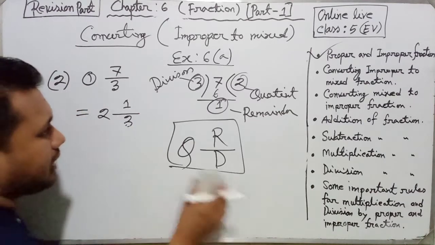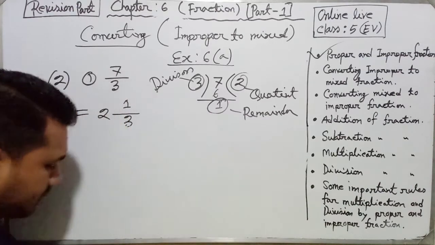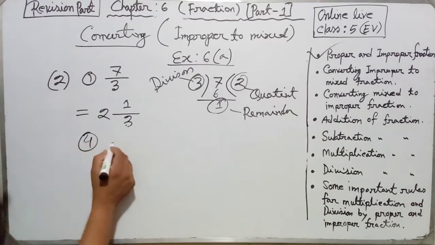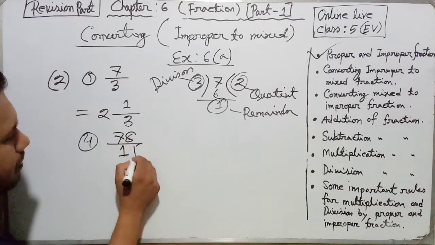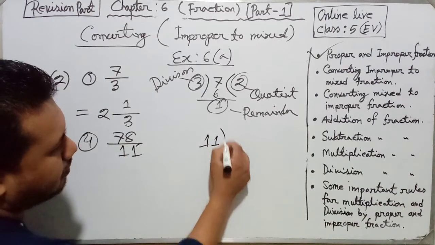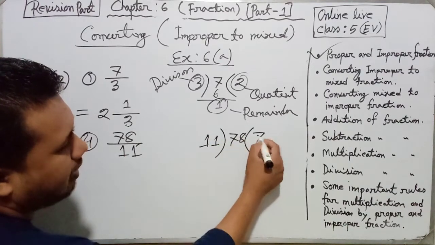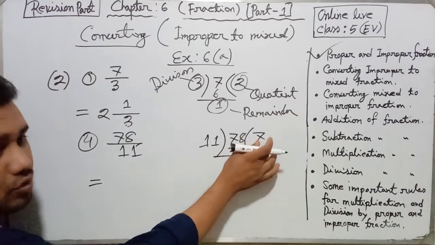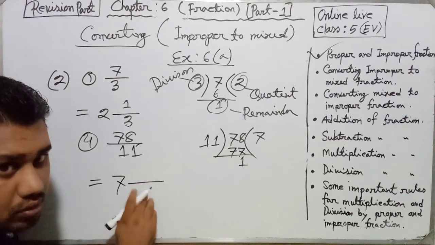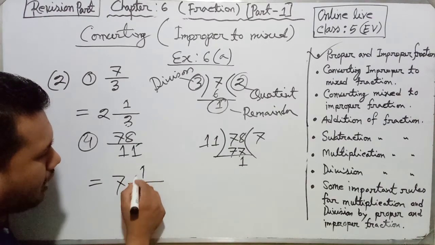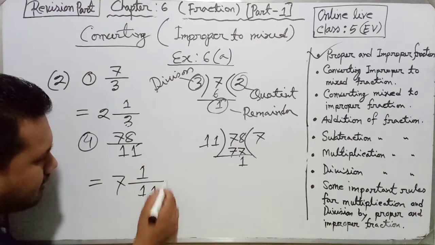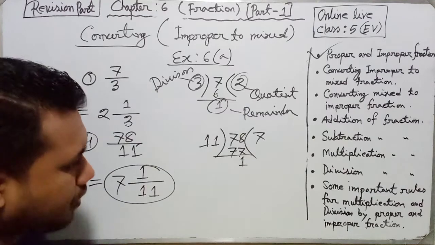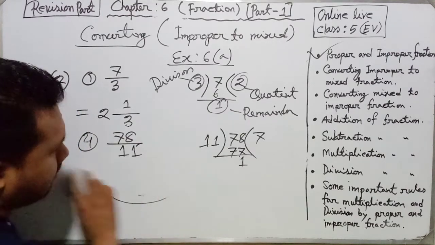Now we can write some other examples. Suppose 78 by 11, number 4. Now here at first divide 78 by 11. It will be 7 times, 77. Now remainder 1. So we can write answer, at first quotient 7, then whole. Now we have to write proper fraction, remainder 1 and divisor 11. So our answer 7 whole 1 by 11. Clear, dear students? Very simple. So you will be able to solve the remaining maths.